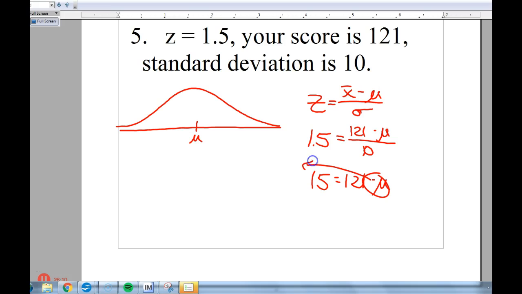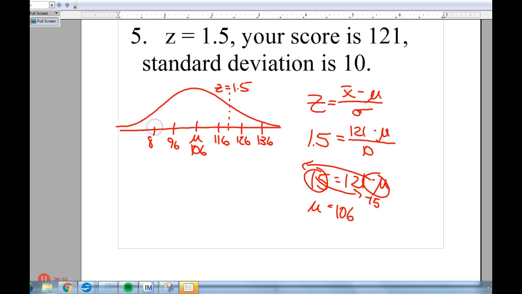What I would do there is bring the mu over there, which makes it positive, bring the 15 over there, which makes it negative, and then you get 106. And then once you have that, you can do your standard deviation graph here. So 121 would be right in the middle. I for some reason have all positive z-scores on this. They're not always positive, I just didn't do a good job putting in examples that are negative.